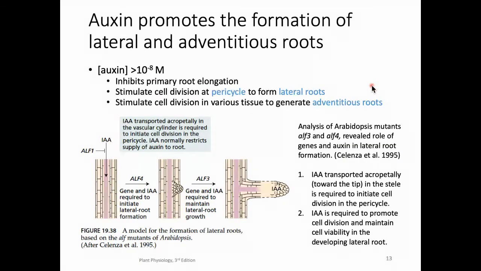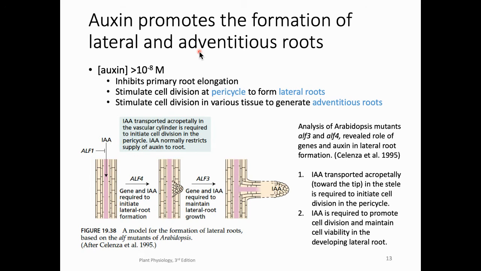The next function of auxin is to promote formation of lateral and adventitious roots. Lateral roots are roots that emerge from the older root. Adventitious roots are roots that form from stems or leaves. So auxin can promote the formation of both lateral and adventitious roots.